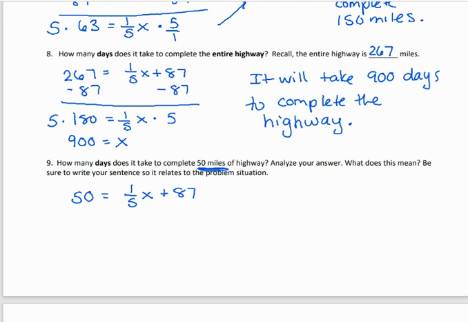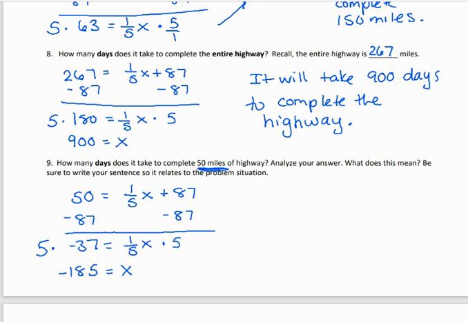Just like with the previous problems, we're going to subtract 87 first. And when we do that, what do we get? We get a negative number, negative 37. And it's really important that we're okay with those negatives, right? When I have a smaller number minus a bigger number, you're going to get that negative answer. So I get negative 37 equals 1/5 x. Now to get x alone, we multiply by 5. And we get negative 185.